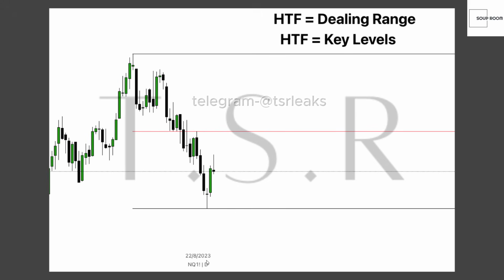This is the daily time frame on NQ. So the daily in this scenario is going to be used as our higher time frame to form what? To form the dealing range. Our higher time frame is also used to form the key levels, to look for the key levels. This is a key level, this bearish PD array right here, fair value gap, and this is a bearish key level right here, a daily order block to go short.